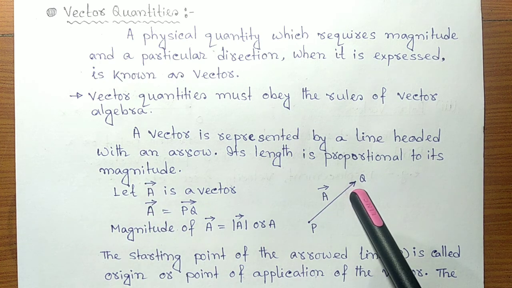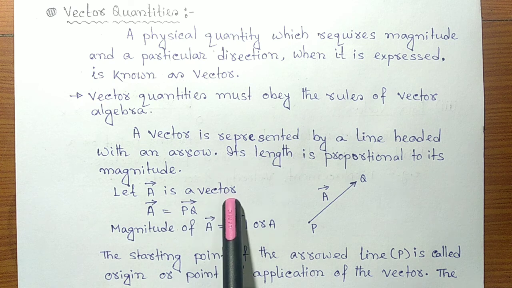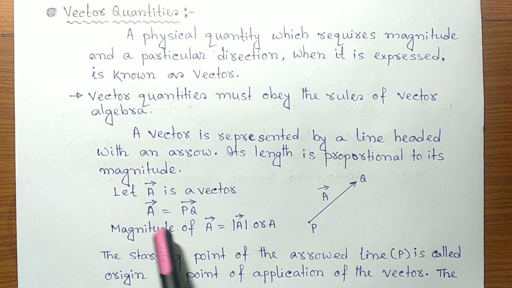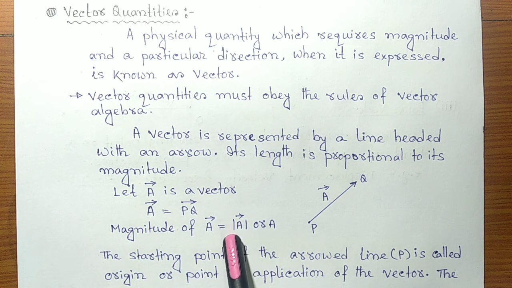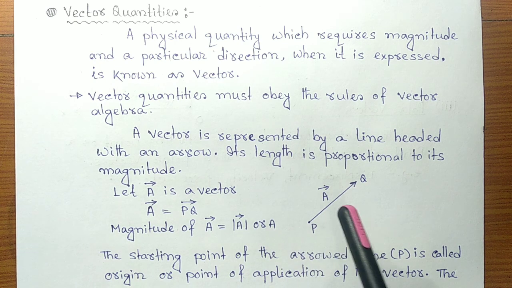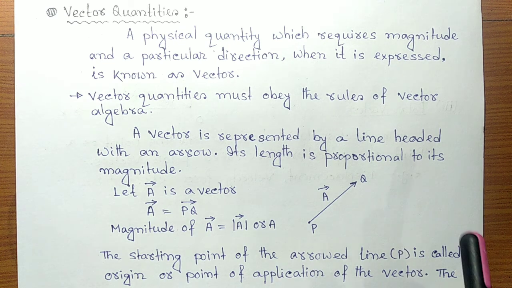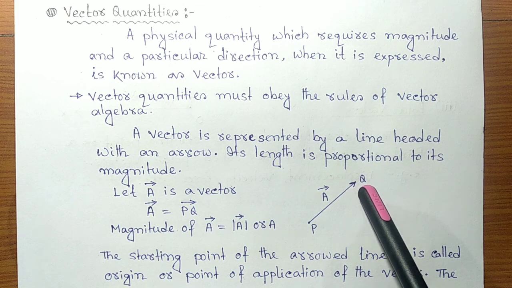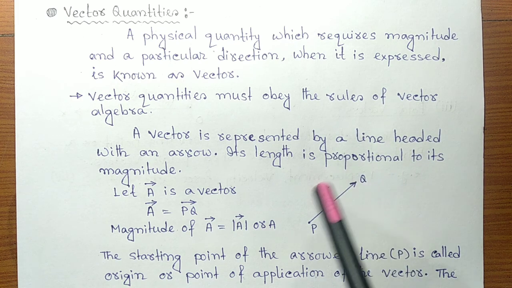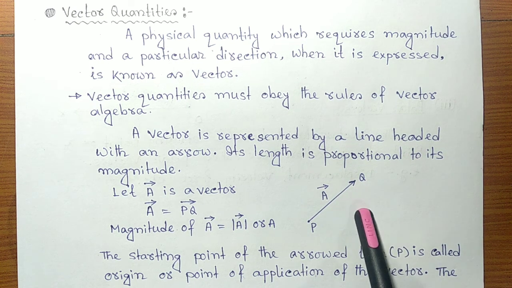PQ is the length of the vector and it denotes its magnitude. Let A be a vector. Now, A vector, we can write it as PQ vector. Magnitude of A vector equals the mod of A, or simply we can write A. Now the starting point of the arrowed line is called origin or point of application, and the end point Q is called tip or head of the vector, and the line itself, PQ, is called line of action.